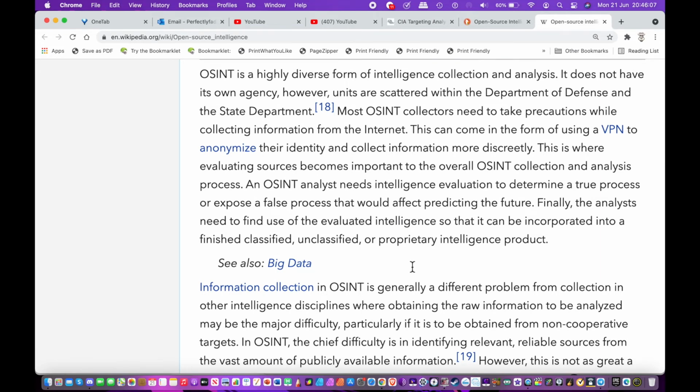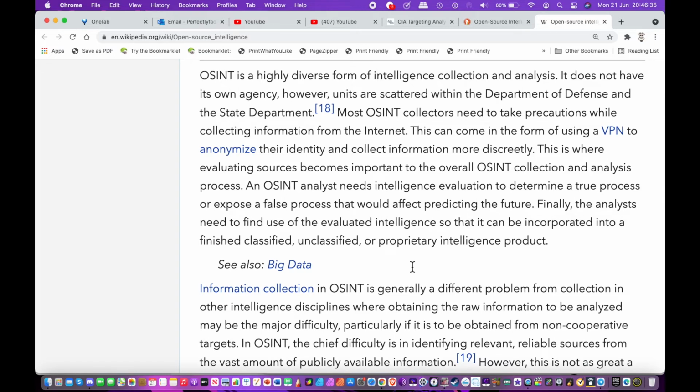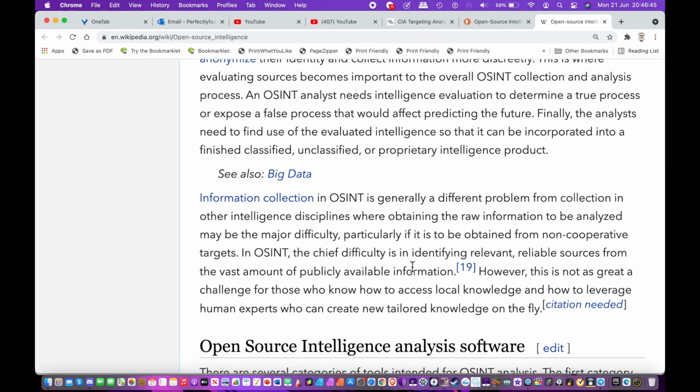An OSINT analysis needs intelligence evaluation to determine a true process or expose a false process that would affect predicting the future. Finally, the analyst needs to find use of the evaluated intelligence so that it can be incorporated into a finished classified, unclassified, or proprietary intelligence product. So, big data, in other words.